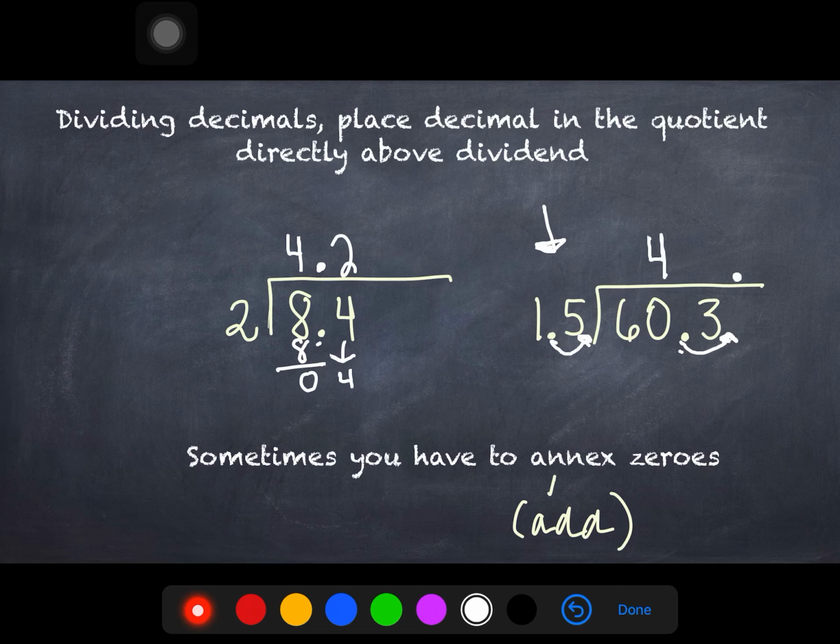15 goes into 60 4 times. I put that 4 right above the 0 here. 4 times 15 is 60, which has 0 remainder, so I'm going to bring down my 3.